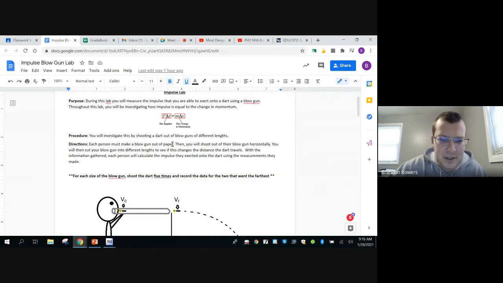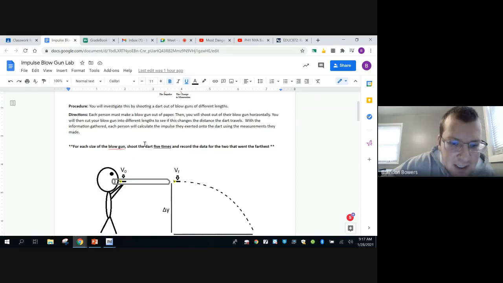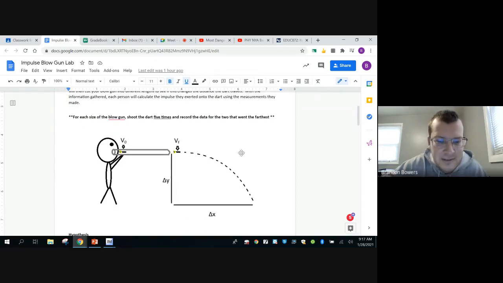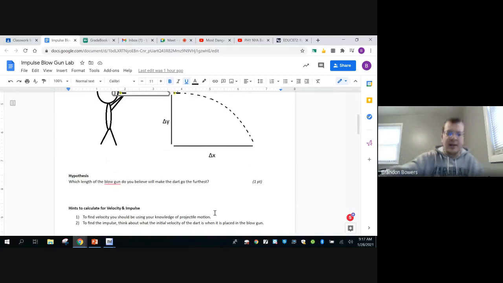Each person must make a blowgun out of paper. Then you will shoot out the blowgun horizontally. You will cut the blowgun into different lengths to see the distance the dart travels. For each size of the blowgun, shoot the dart 5 times and record the data for the 2 that went the farthest. So this is an interesting experiment.